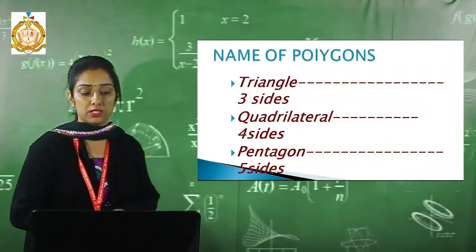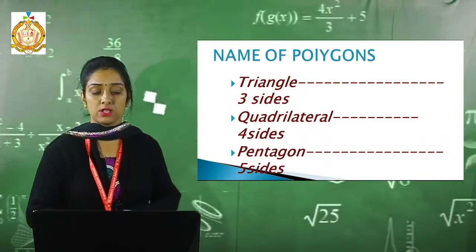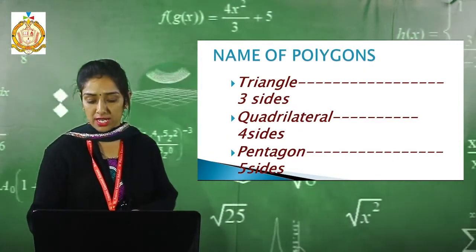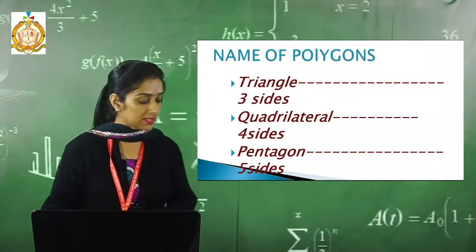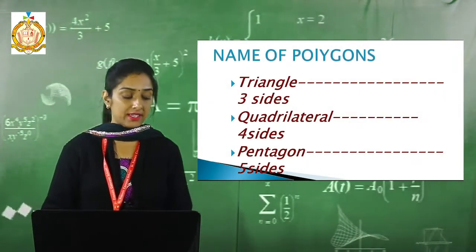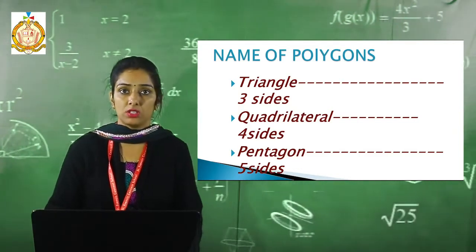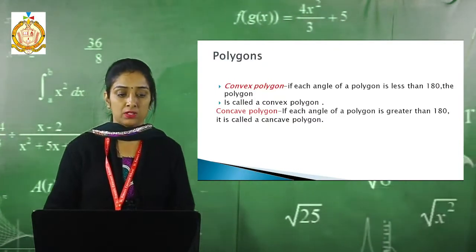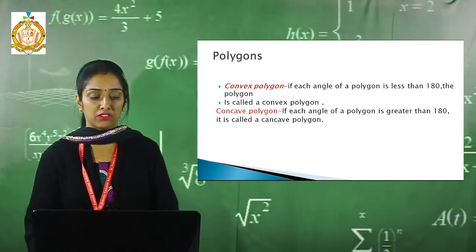So the names of polygons are: triangle, having 3 sides; quadrilateral, having 4 sides; pentagon, having 5 sides; hexagon, 6 sides; heptagon, 7 sides; and 8 sides is called the octagon, right? Now next is what is a convex polygon and concave polygon.